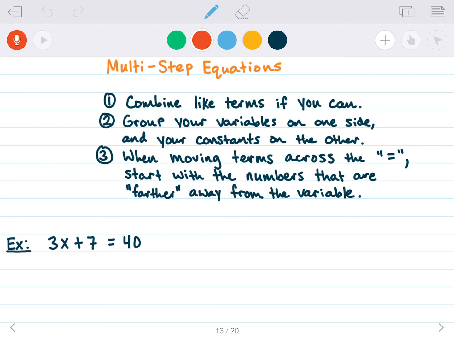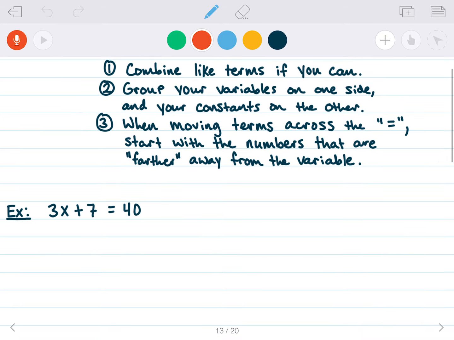So let's look at this first example. We have 3x plus 7. Now I'm going to draw my line through the equal sign to know that the left and the right-hand side are separate. Right now we have an even seesaw on the left and the right. I want to get x by itself. So what I'm going to do is start working on the side with my x. I want to clean it up, get rid of that other stuff. And I'm going to employ number 3 because I don't have like terms that I can combine right now. I want to get x by itself. That's the big idea. And so I want to get rid of the number that's farthest away from the variable.